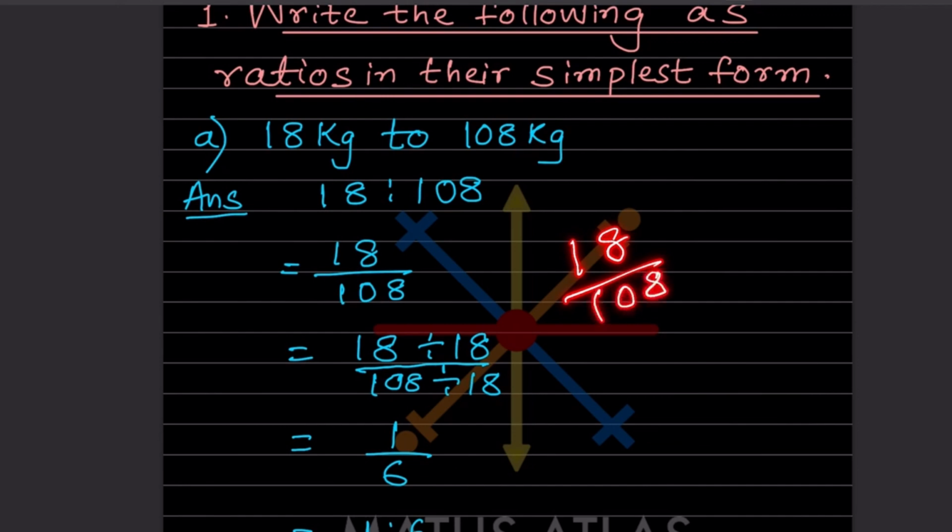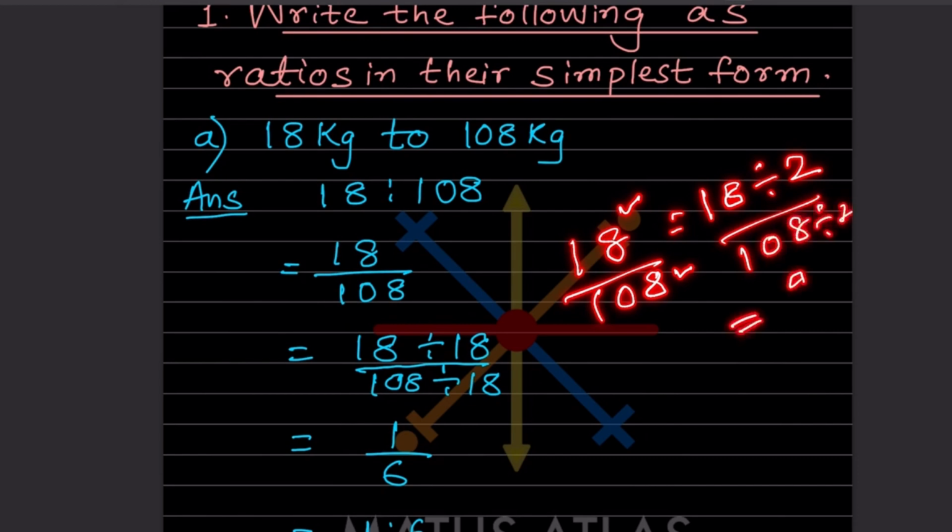So 18 divided by 108. Start with a simple one. You know this is divisible by 2, and this also is divisible by 2. So we'll write 18 divided by 2, 108 divided by 2. That is going to be 9 and 54. Now you know the table of 9. Here it will be 9 ones are 9, 9 sixes are 54. That is going to be 1 by 6. So you can do it both ways.